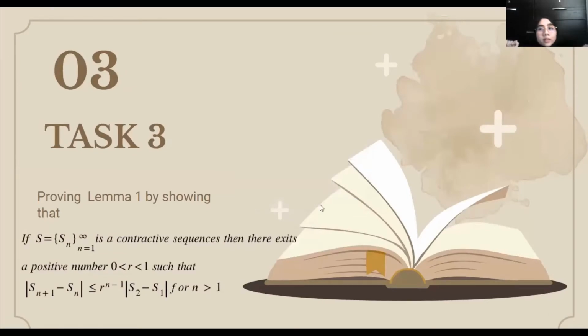So in task 3, we have to prove the lemma 1 by showing that if S is equal to Sn, where n is from 1 to infinity, is a contractive sequence, then there exists a positive number R from 0 to 1 such that absolute Sn plus 1 minus Sn is less than or equal to R power of n minus 1, absolute S2 minus S1, for n greater than 1.